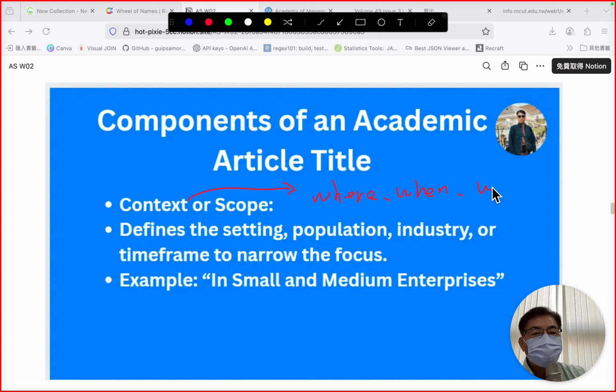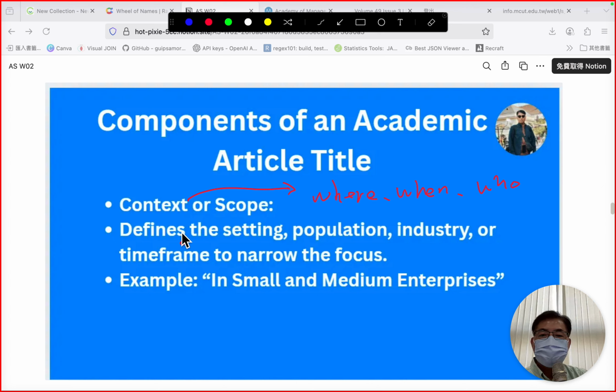And the last one will be the who. Who's your target? Employee, consumer, or leader. Okay, or the influencer in social media. So it's kind of who, right? So it's context. We have to specify the context.